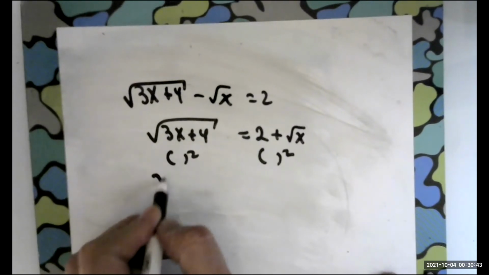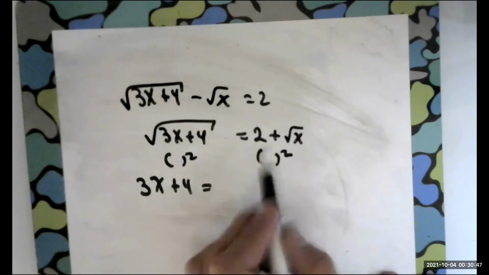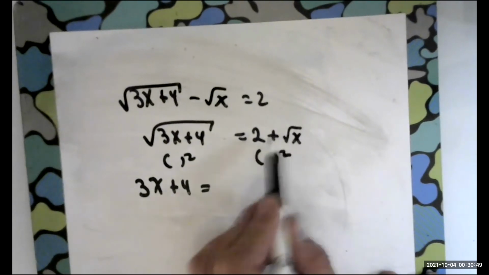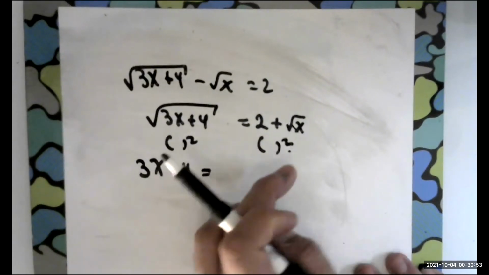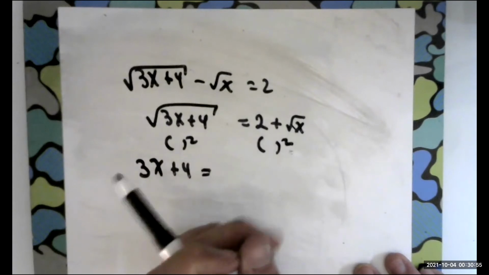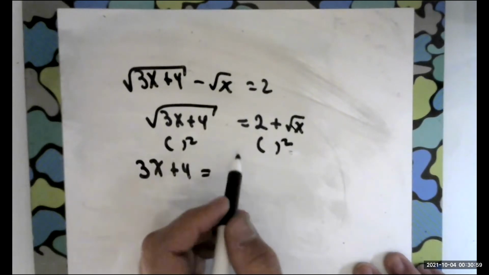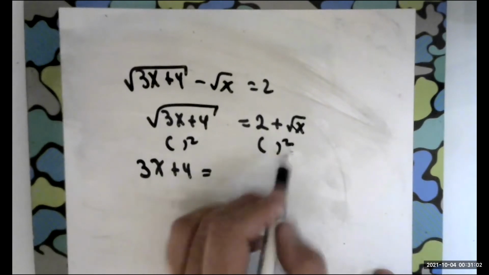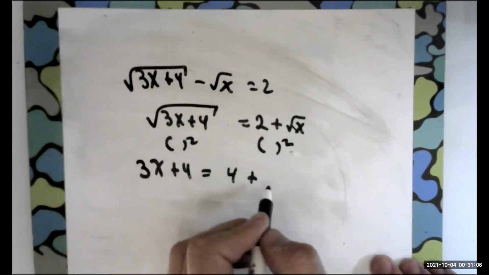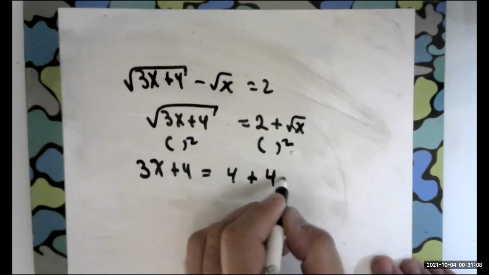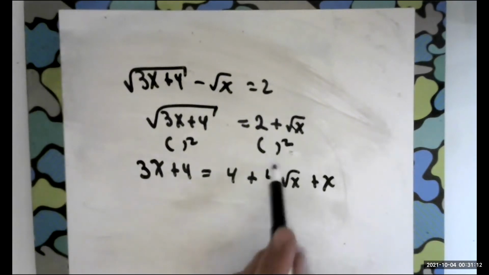On the left-hand side, we have 3x plus 4 equals. Some of us struggle multiplying 2 plus radical x by itself 2 times. So I'm going to do a quick video on that one, so you can review how to FOIL this guy. So I have 4 plus 4 radical x plus x when you FOIL this guy.